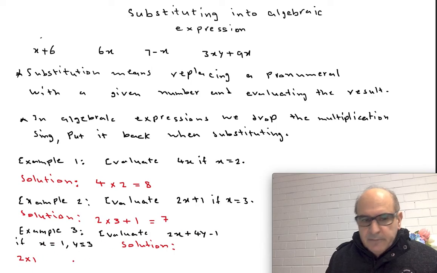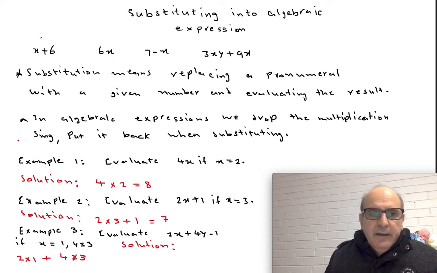Then plus 4 times y. This times has been dropped, we have to put it back. But y is 3. So 4 times 3. Then minus 1.